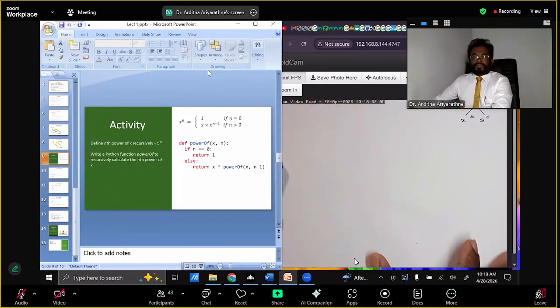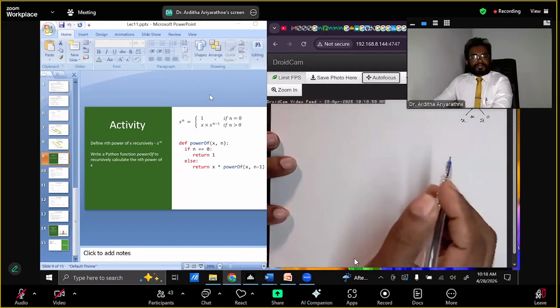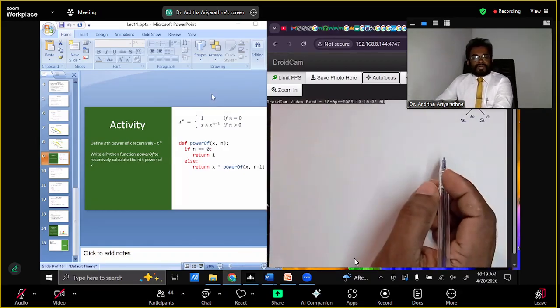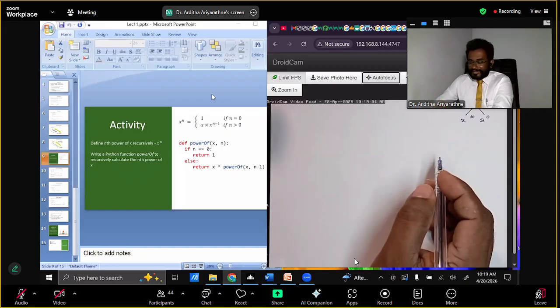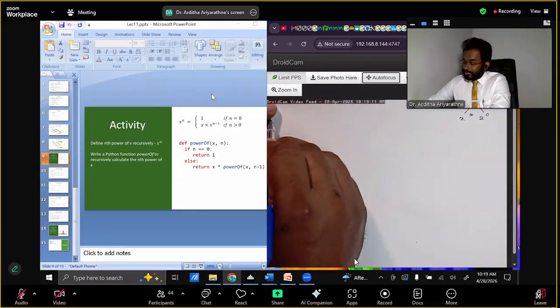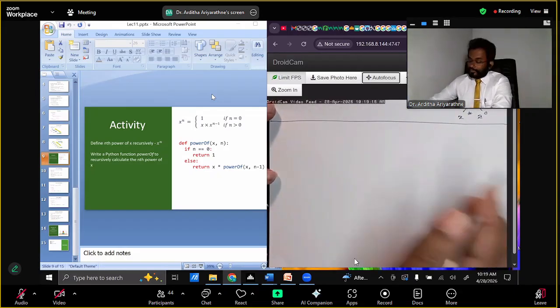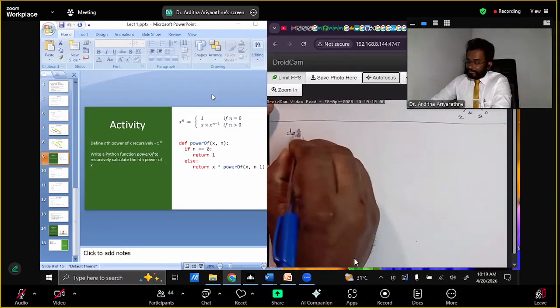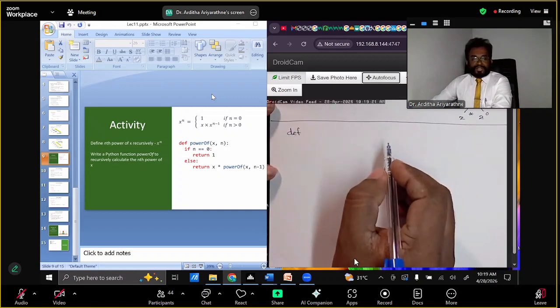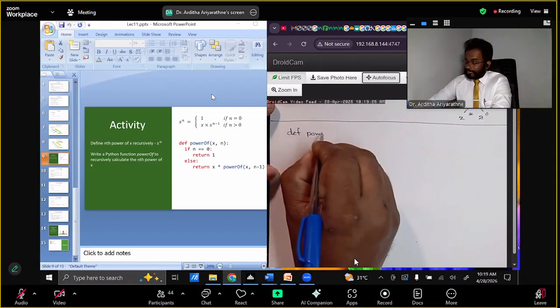Now, what is this? We just want to find the power of n. It means we don't know what x is or what n is. For any x, any n, the program should work. Let's see. The program is def, the function name is already given by them, power of.